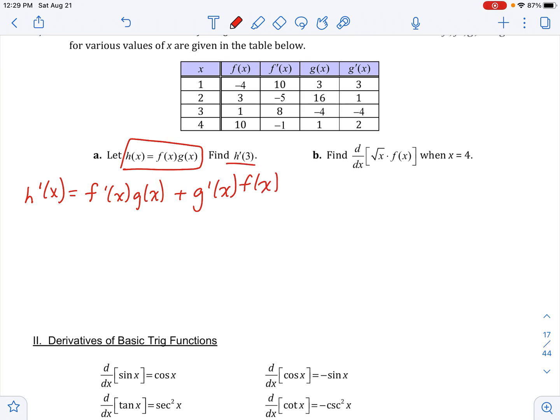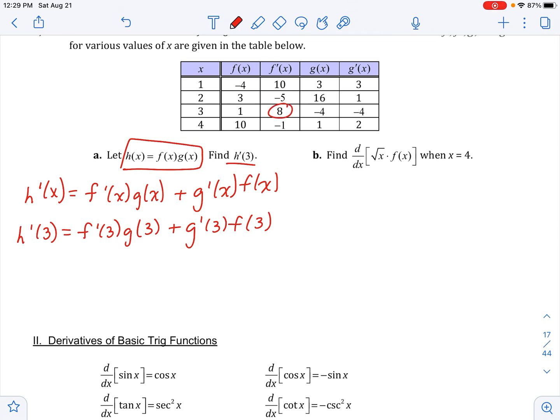And then we're going to plug in the value that we want to evaluate it at. So I want to figure out what h prime of 3 is. So I'm going to plug in 3 for all the x's here. And we're going to pull all of this information from the table.